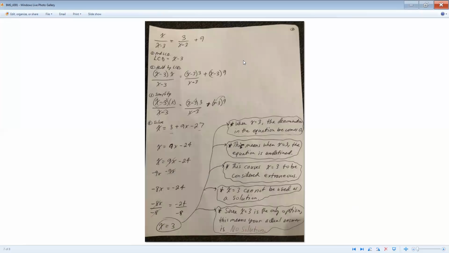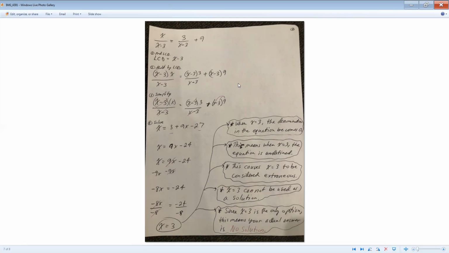Next one, we have x over x minus 3 equal to 3 over x minus 3 plus 9. In this case, our LCD is x minus 3. Notice x minus 3 is our only denominator, so it shouldn't be a problem picking out that that is our least common denominator. From there, we will multiply each numerator by x minus 3, just like we did in the last expression.